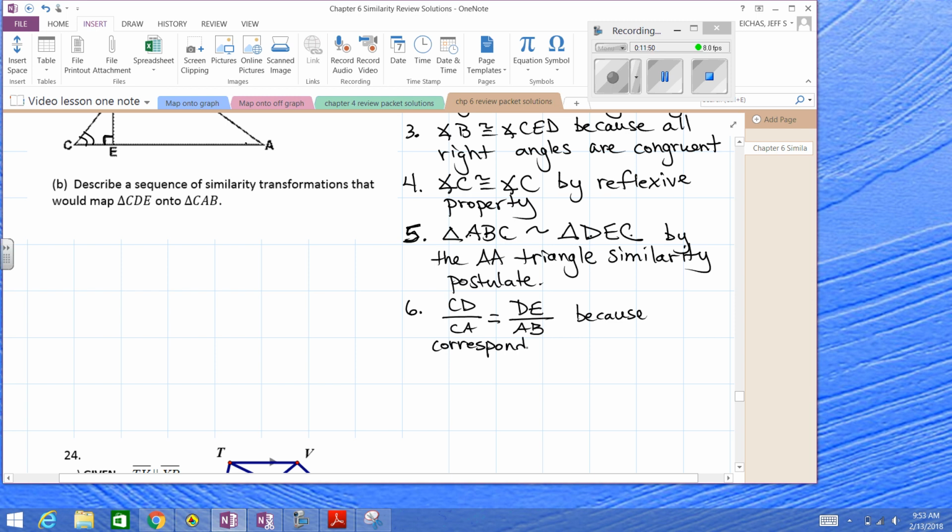And that's because corresponding sides, the key word here is corresponding. Corresponding sides of similar triangles are proportional. Don't say the word similar here. Okay. Proportional is the word there, or same ratio, have the same ratio.